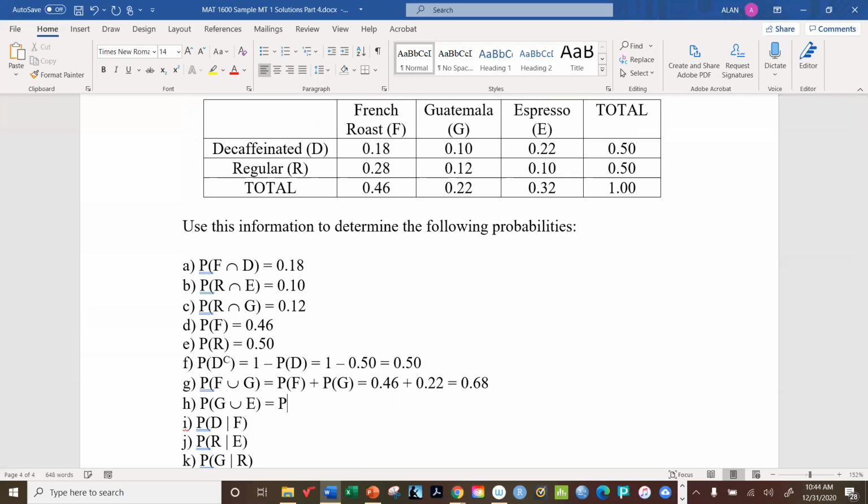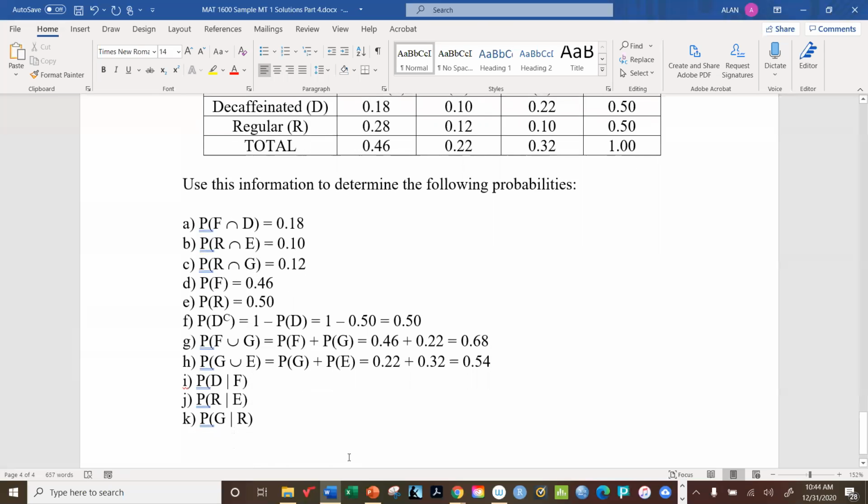All right, now how about G union E? This is either Guatemala or espresso. So we use the simplified addition rule because, again, they are mutually exclusive. 0.22 plus 0.10, 0.32, that's good. Now, here we go. The conditional probabilities. Let me just type that in here. So the calculation hasn't changed.